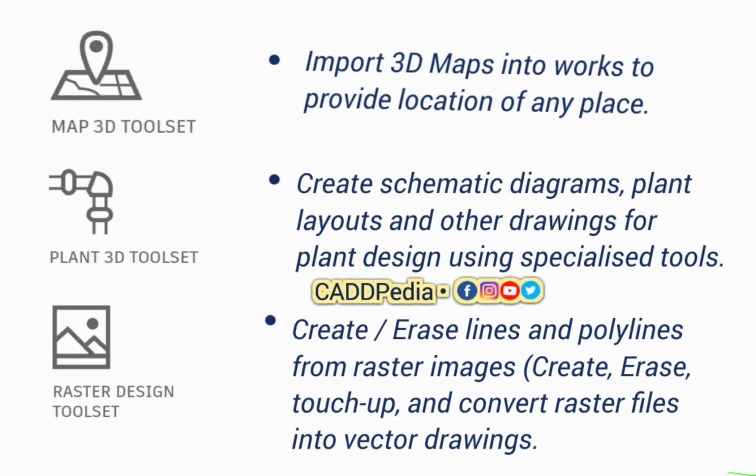Next, Map 3D toolset. This toolset is used for providing the location of the project site in particular drawings. This tool has an updated global map in 2D as well as 3D. Next, Plant 3D toolset. This toolset is used to create schematic diagrams, plant layouts and other drawings for plant designs.